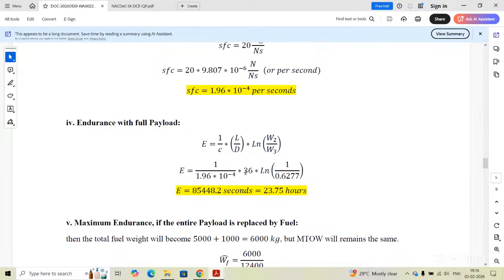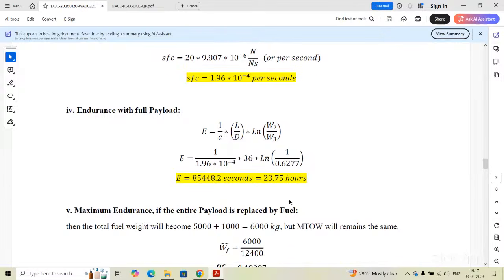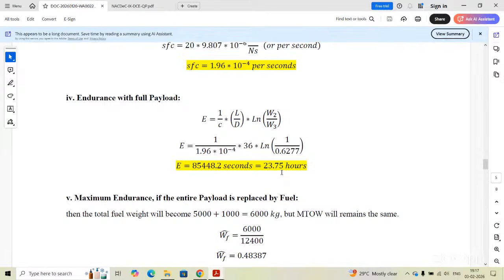So we'll be using that weight fraction. L by D is given in the question, and SFC should be kept in this formula in units of per second to keep the units the same on either side. So endurance should have the unit of time in seconds, and both of these things should contain seconds. Which will give the value as this much of seconds. When we convert it into hours, it gives 23.75 hours, around 24 hours.